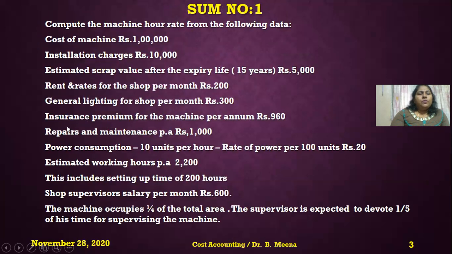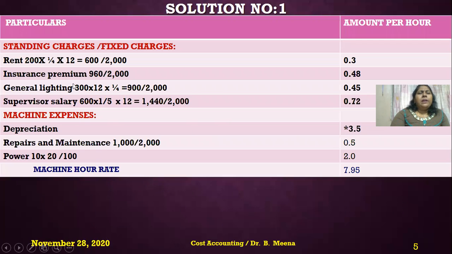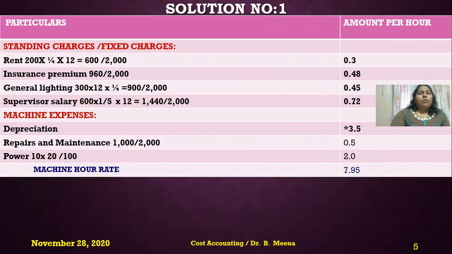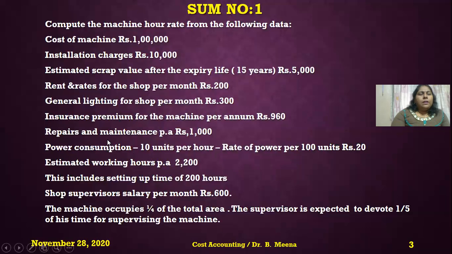As for this problem, what is that? Insurance premium per annum. So 960 divided by 2000. Straight away I'll do it because it's given already per annum. So 960 divided by 2000, 0.48. Then I'll move on to the next expense. Insurance premium is over.